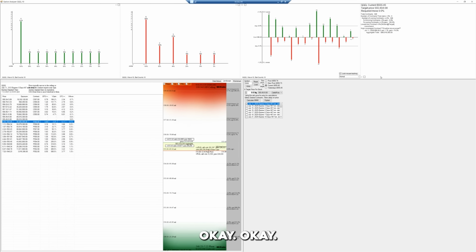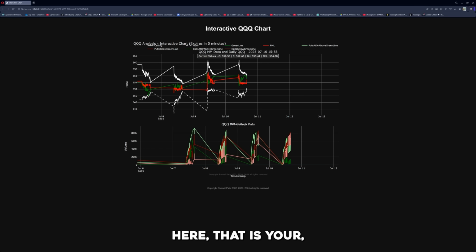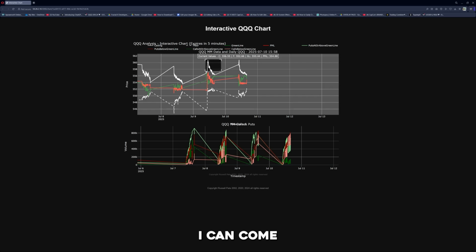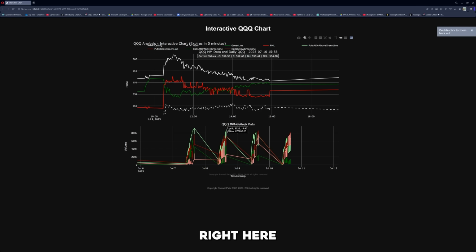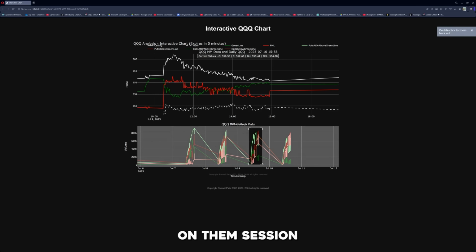So you see right here, that is your OMM chart. That is the new interactive chart that Rogue Moose made. This is pretty useful. I'm going to use this for explanation. Now I'm going to zoom into one of these sessions, like right here, into this OMM session.